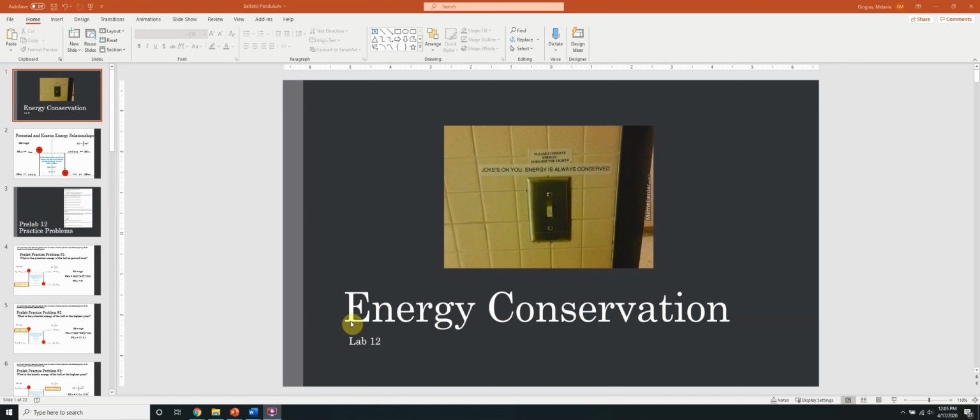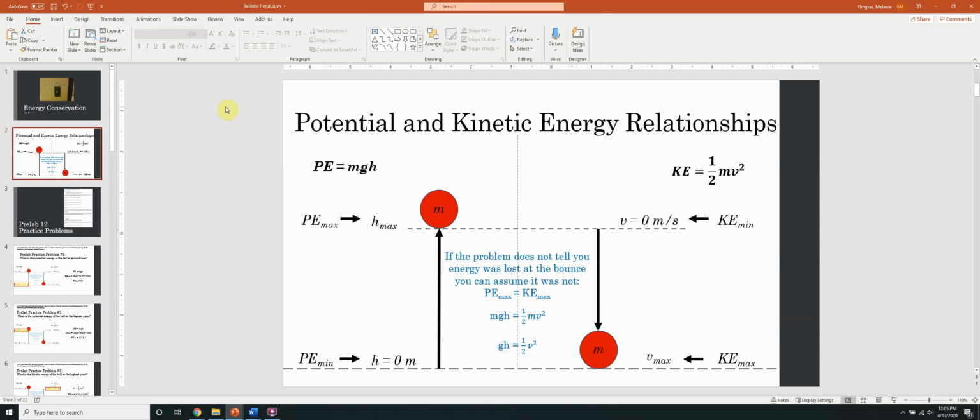Today we're going to be talking about energy conservation. As you can probably see in this graphic, there's an inverse relationship between potential energy and kinetic energy. When potential energy is at a maximum, kinetic energy is going to be at a minimum, and the opposite is true. When kinetic energy is at a maximum, then potential energy is going to be at a minimum.